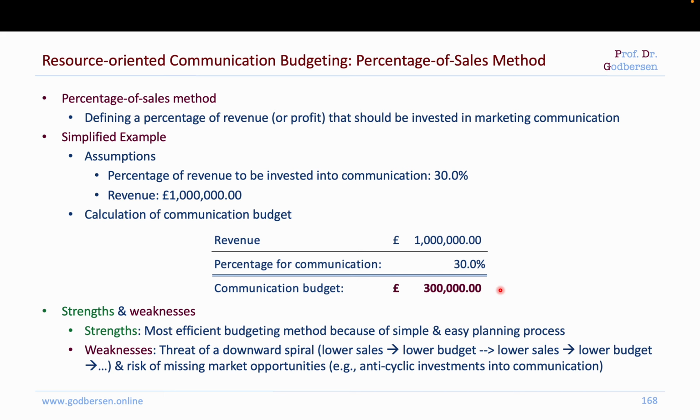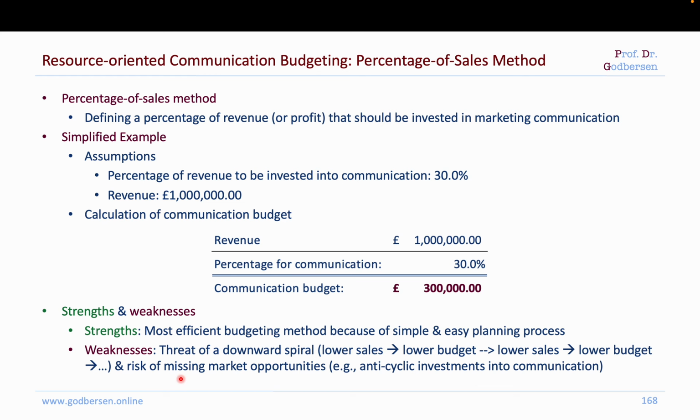That is very, very efficient. If that takes you longer than 5 minutes, perhaps something is wrong with you. The longest part of this method is calling accounting or controlling and asking them, what is our revenue or what is our profit? And then you just apply your 30, 20, 10%, whatever your ratio is, and that's it. But the efficiency comes with a massive weakness.